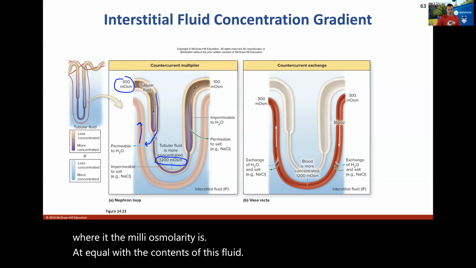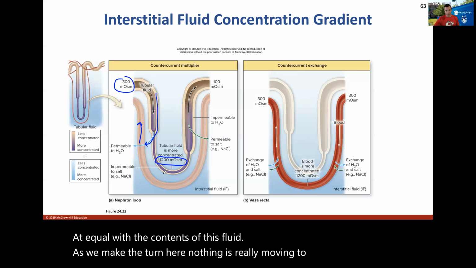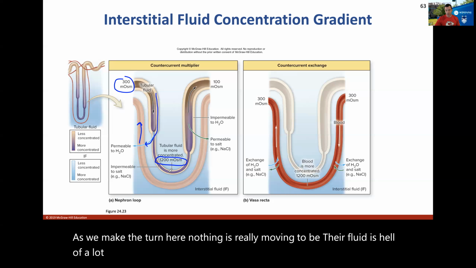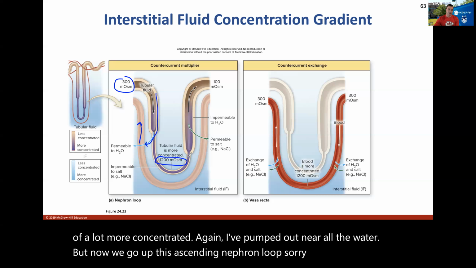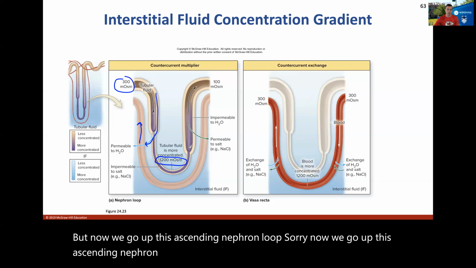As we make the turn here, nothing is really moving. Tubular fluid is a hell of a lot more concentrated. Again, I've pumped out near all the water. But now we go up this ascending nephron loop. And what are we doing? We are going from highly concentrated to less concentrated.